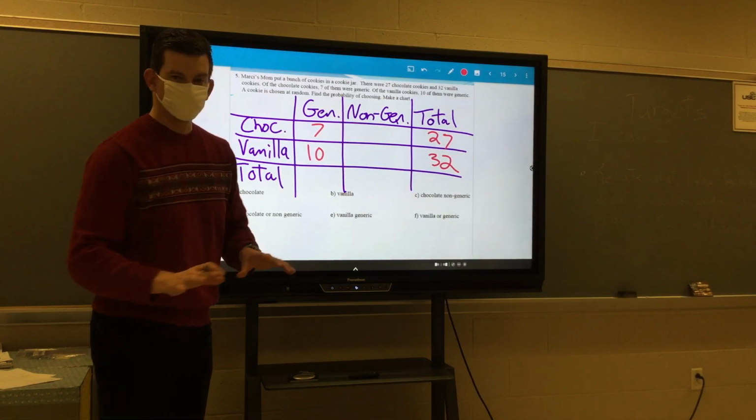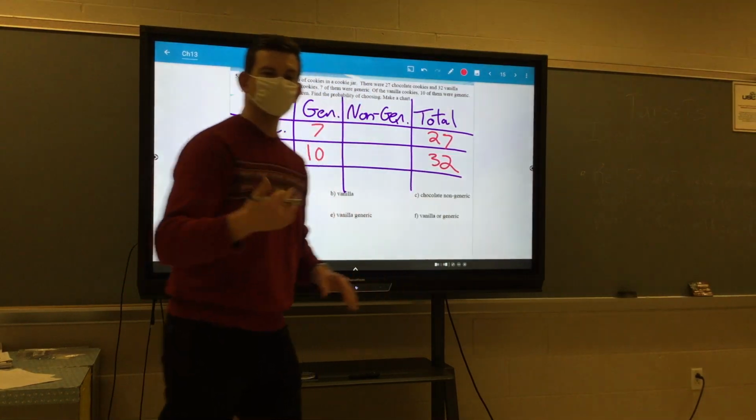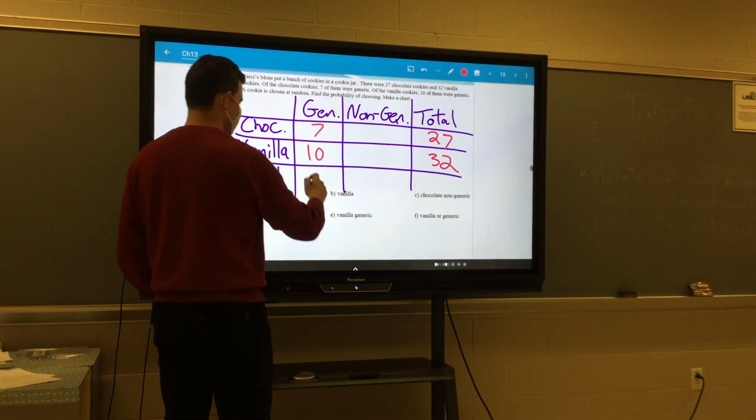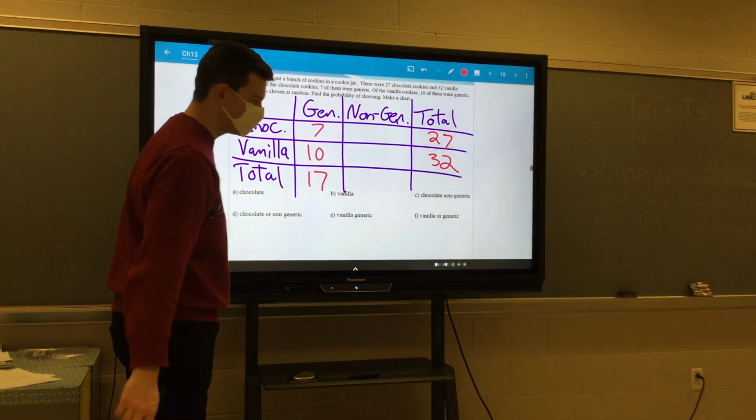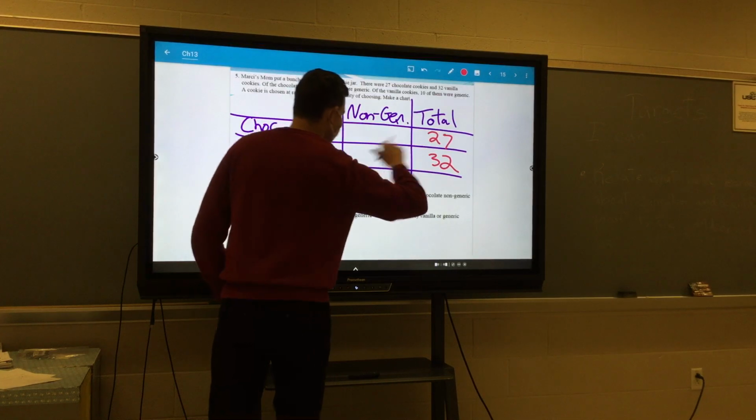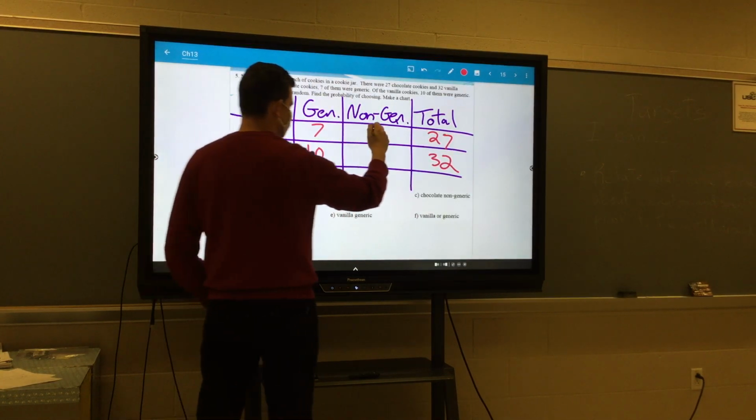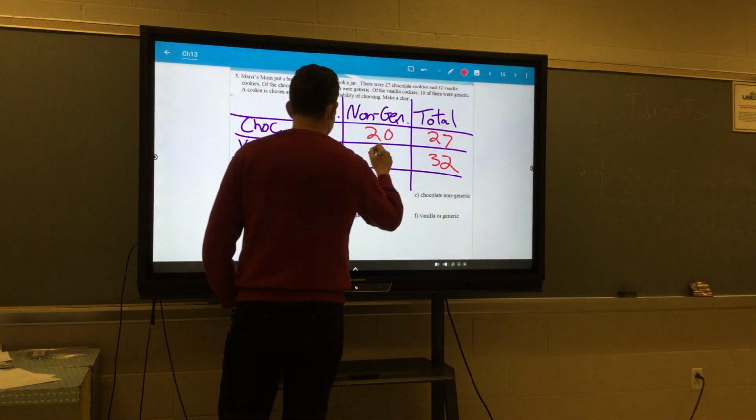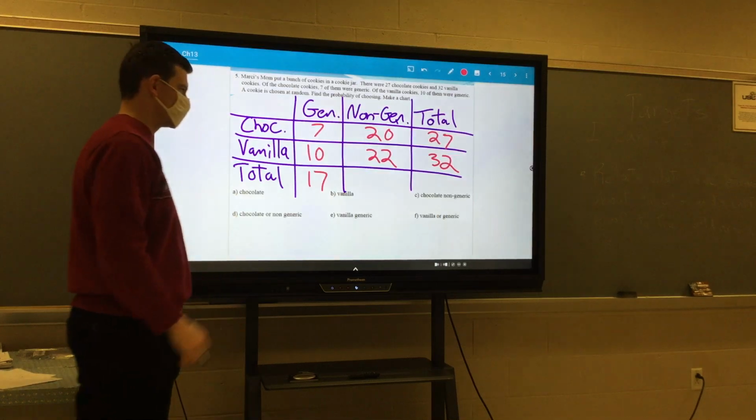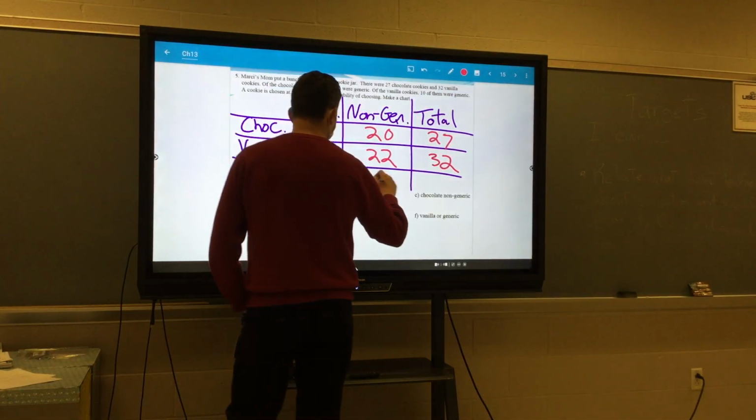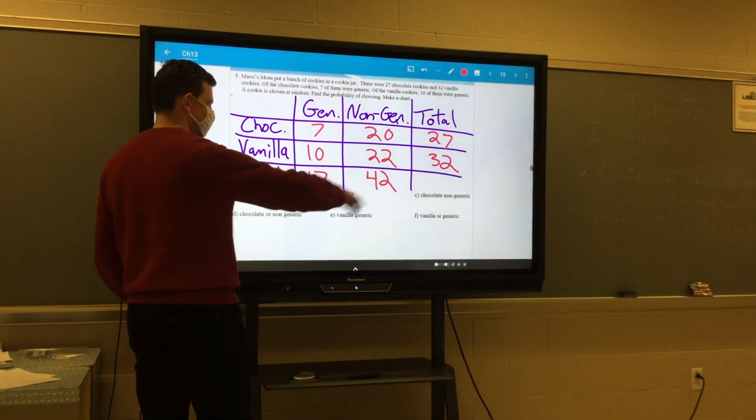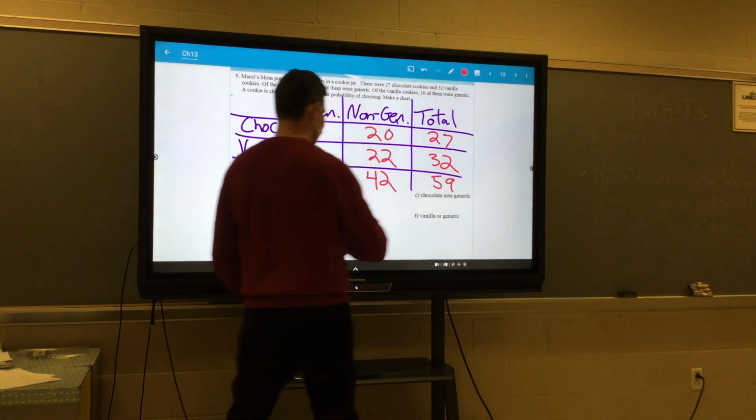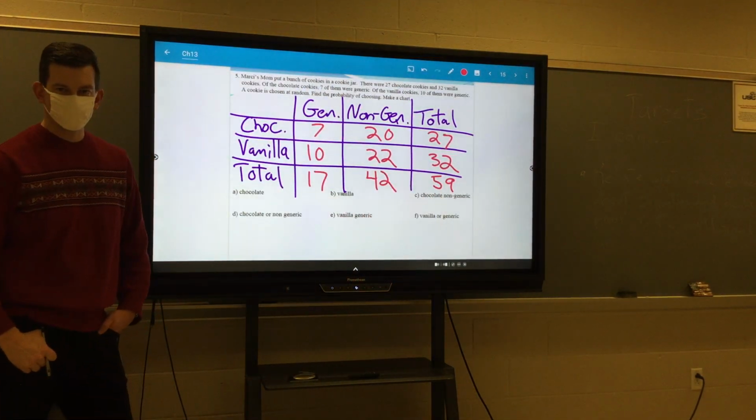So those are the only numbers that we're provided with. But we can easily subtract away and add to get our remaining values. Like total generic, 7 plus 10, we've got 17 generic cookies. Working horizontally, 27 chocolate cookies, 7 of them generic. The remaining 20 must be non-generic. 32 minus 10, we have 22 non-generic vanilla cookies. 42 total non-generic cookies, and then adding across or vertically, we have 59 total cookies, same value that we get if we added horizontally.